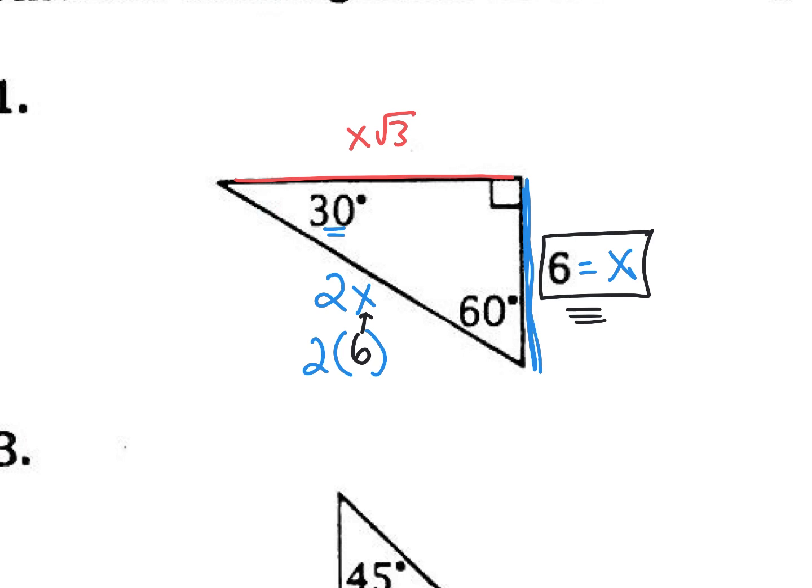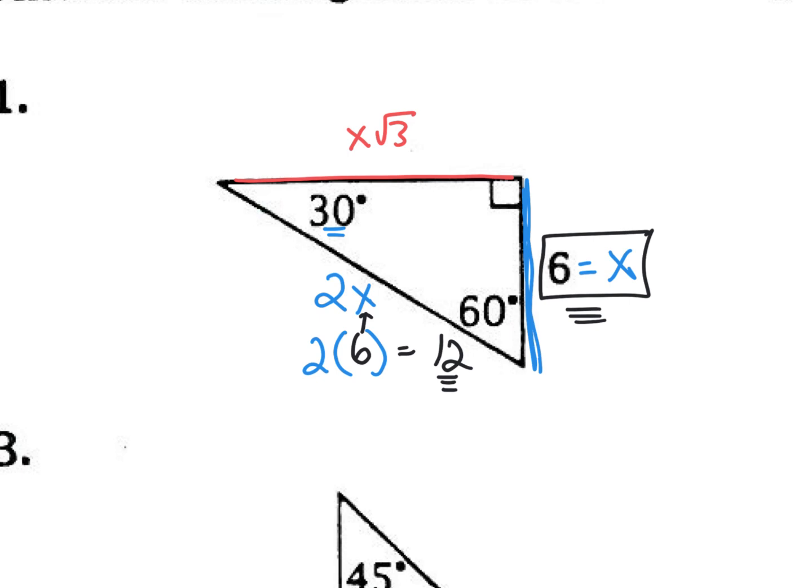So I now know the length of the hypotenuse. I can figure that out by just multiplying 2 times 6. 2 times 6 is 12. So the hypotenuse on this triangle is 12. So the longest side is 12. Our hypotenuse is 12. The shortest side is 6.